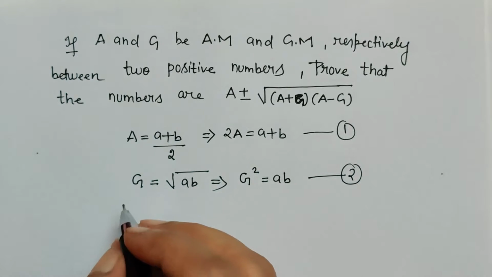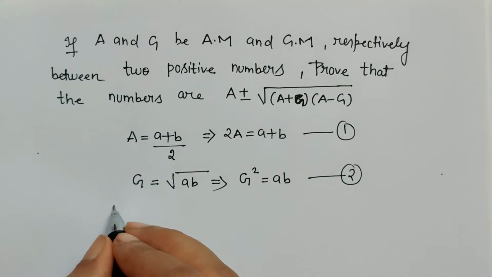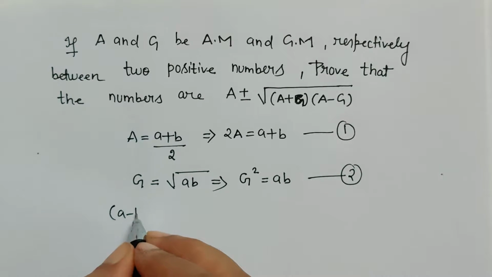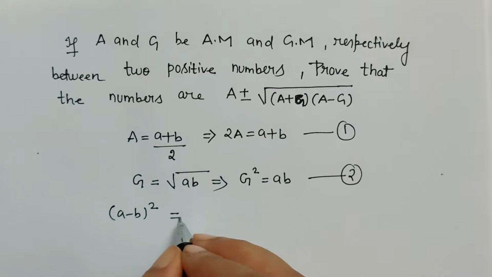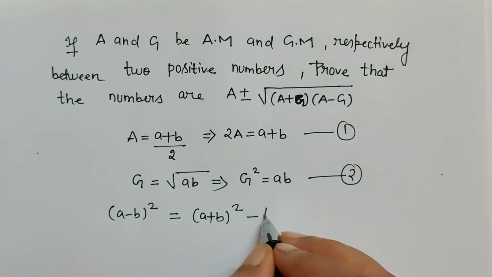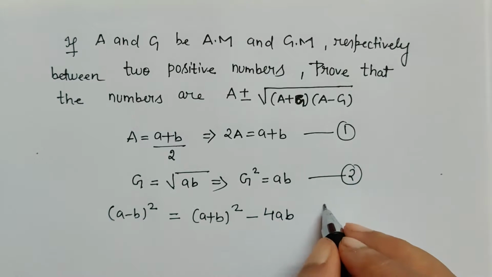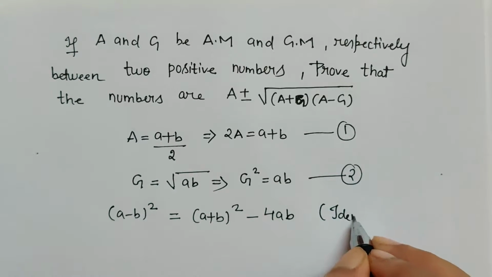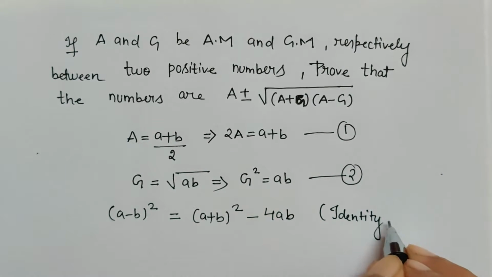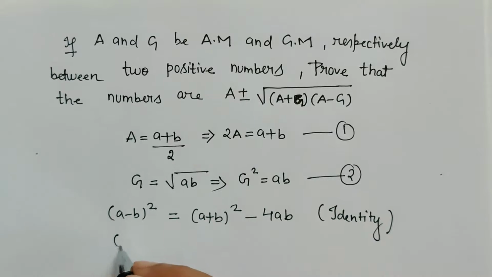Now we have an identity. We have a formula that (a minus b) whole square is equal to (a plus b) whole square minus 4ab. In previous classes, in junior classes, we have learnt about this identity, which will be used over here. (a minus b) whole square is equal to this. So here let us write (a minus b) whole square as it is.